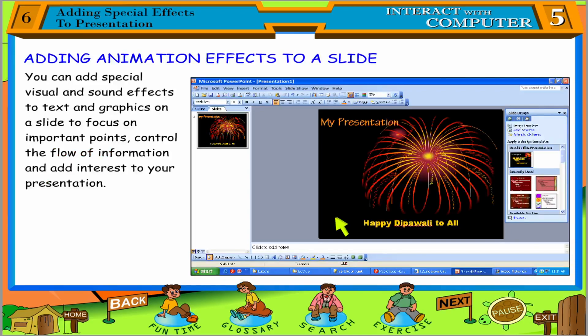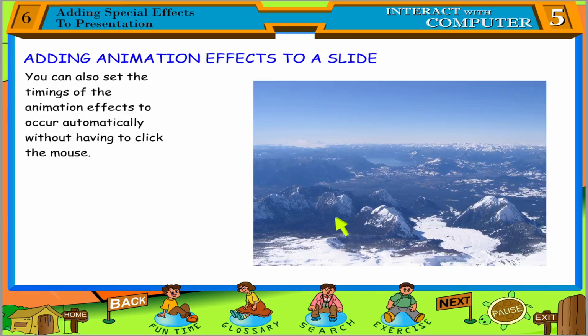Adding animation effects to a slide. You can add special visual and sound effects to text and graphics on a slide to focus on important points, control the flow of information, and add interest to your presentation. You can also set the timings of the animation effects to occur automatically without having to click the mouse.